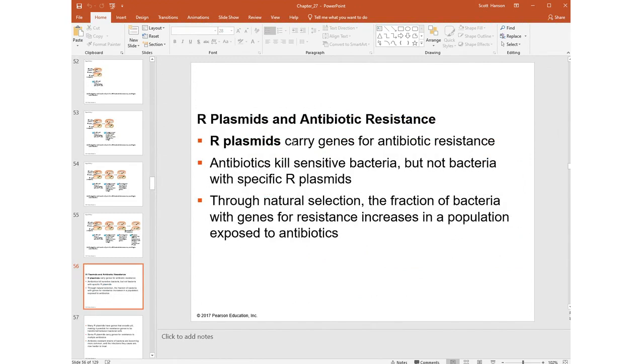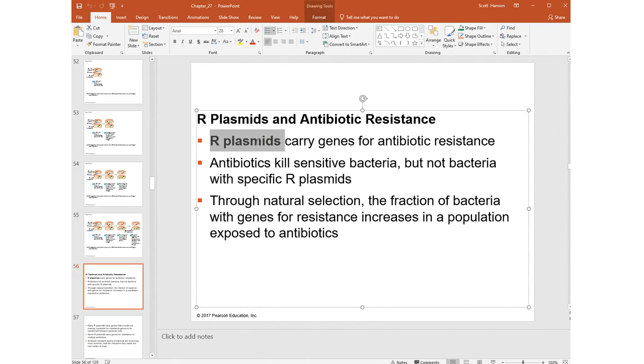Now let's look at R plasmids and antibiotic resistance. R plasmids are plasmids that carry genes for antibiotic resistance, so the R is for resistance. Antibiotics kill sensitive bacteria, but not bacteria with specific R plasmids in them. So through natural selection, the fraction of the bacteria population with genes for resistance increases in a population that's exposed to antibiotics.